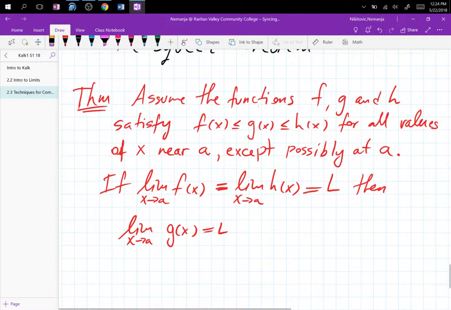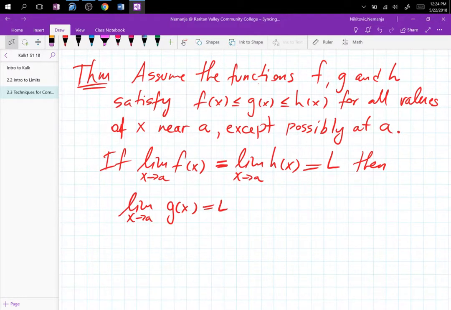So now, what is the meaning of this? Well, why is it called a sandwich theorem? Because it sandwiches the middle one. What is the function that we are trying to find the limit for? It's g, right? In this theorem, g is the unknown one that we want to compute.